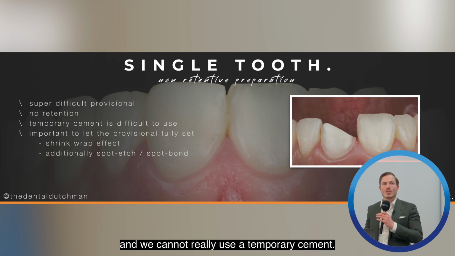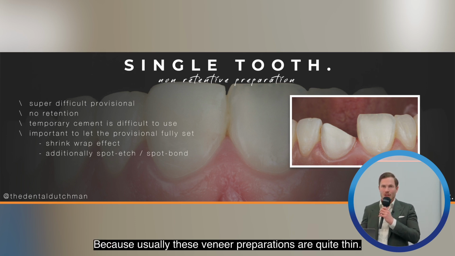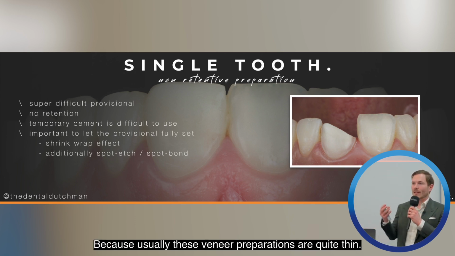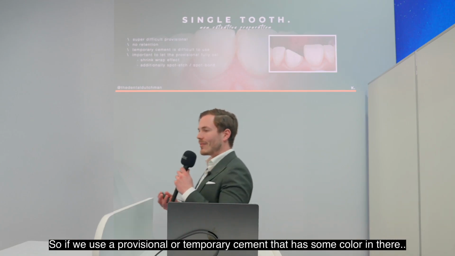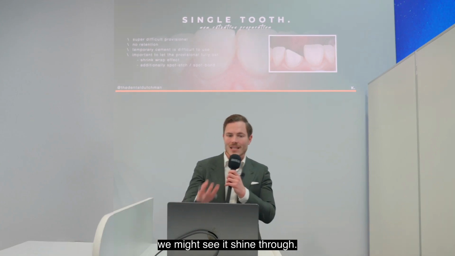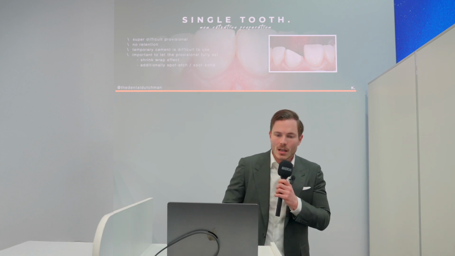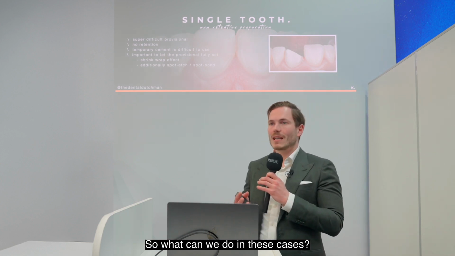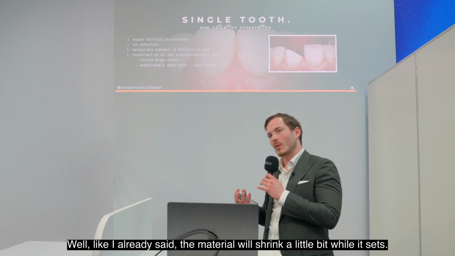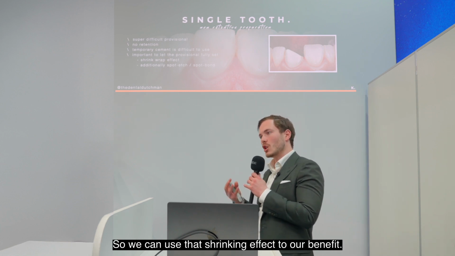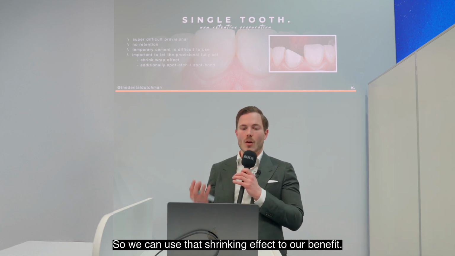And we cannot really use a temporary cement because usually these veneer preparations are quite thin. So if we use a provisional or temporary cement that has some color in there, we might see it shine through. So what can we do in these cases? Well, like I already said, the material will shrink a little bit while it sets. So we can use that shrinking effect to our benefit.